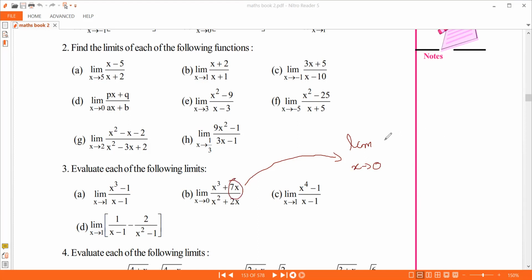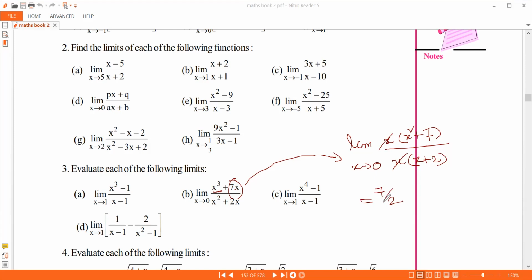So what we do is remove x as common. When x is common, out of these two terms you get x square plus 7. In the denominator also x is common, so you get x plus 2. Now x is the hurting term which is out. When you substitute x equal to 0, you will get 7 by 2. That's the answer.